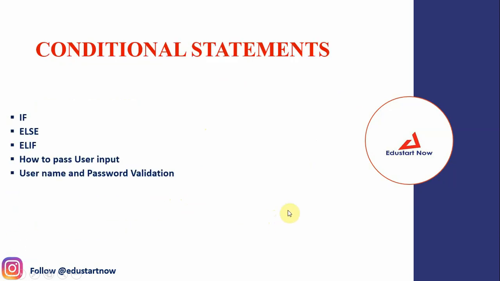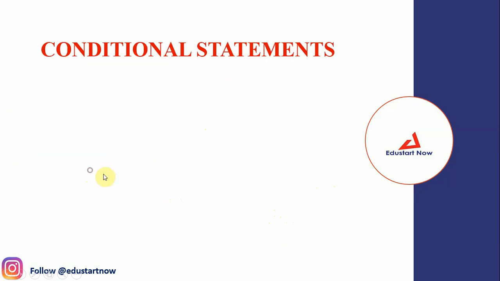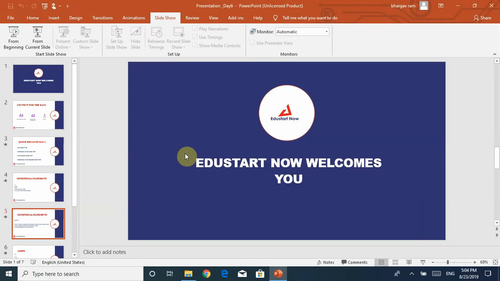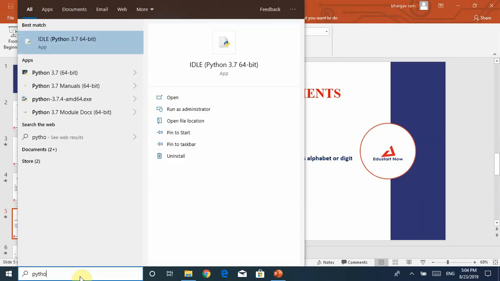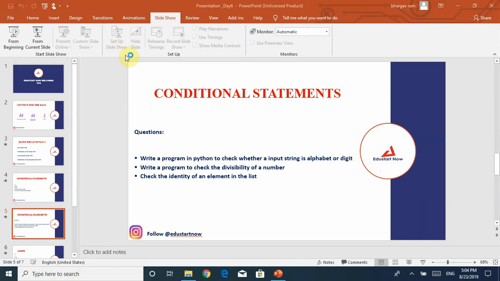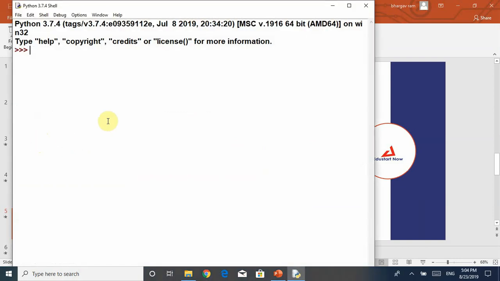Now let's see what are called conditional statements: if, else, elif, how to pass user input, and then validations. We'll see validations. Let me just open the Python IDE. Now guys, what exactly are conditional statements? A statement that is executed based on a condition. It's also called decision making. You make a decision based on some condition.